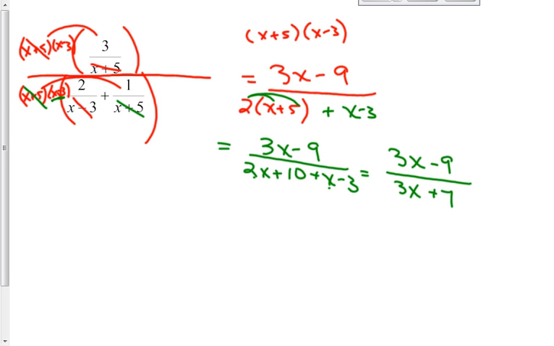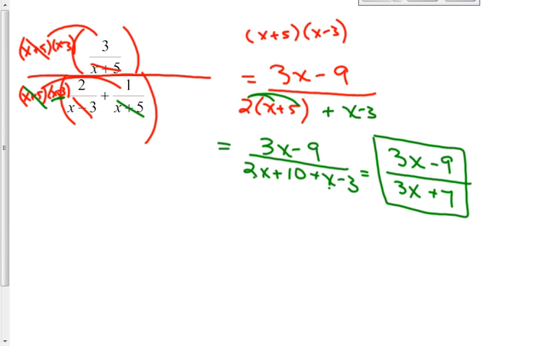Now remember, you cannot cancel these 3's. 3x minus 9 is one entire quantity. You can't take pieces of a quantity unless you have something matching in the bottom. So that would be your answer right there: 3x minus 9 over 3x plus 7. I believe that was your last one.